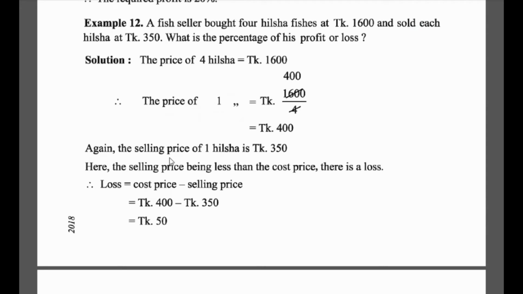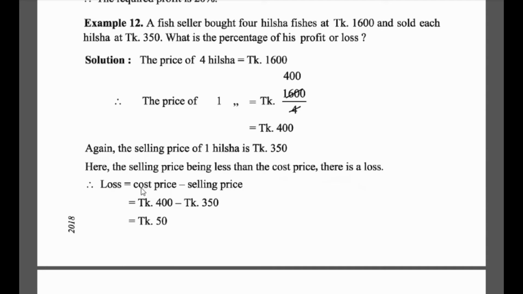So let's move to the second part. Again, the selling price of one Hilsha is taka 350, as given in the question. Now compare the cost price and selling price of one Hilsha. The cost price is 400, which we've got, and the selling price given in the question is 350. So it is definitely a loss. We'll write that the selling price being less than the cost price, there is a loss.